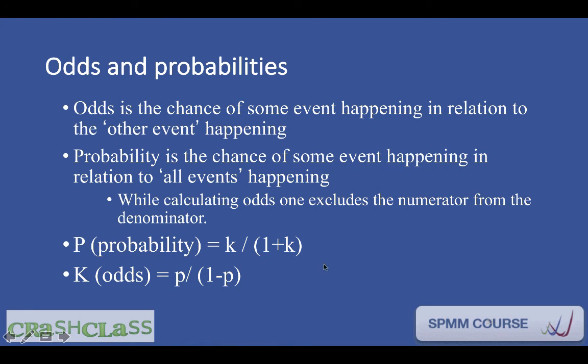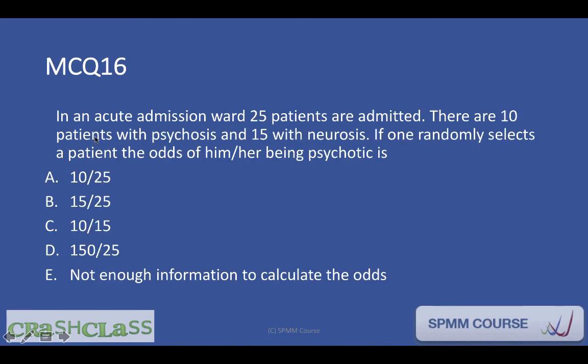Can you change from probability to odds mathematically? Yes, you have a formula. Probability is equal to odds divided by 1 plus odds. So odds by 1 plus odds gives you probability. If you have probability, you can calculate odds by using the alternate formula. Odds is equal to probability divided by 1 minus probability. Just take the probability value and divide that by 1 minus the probability value. You get odds. Now we have a couple of questions.